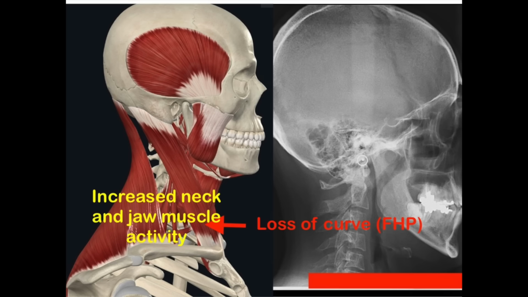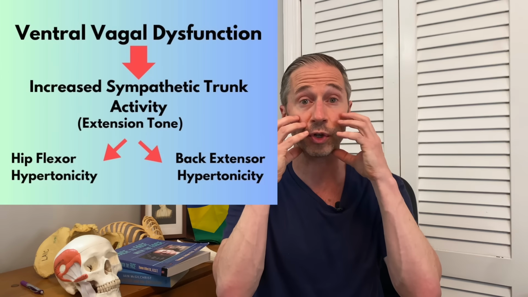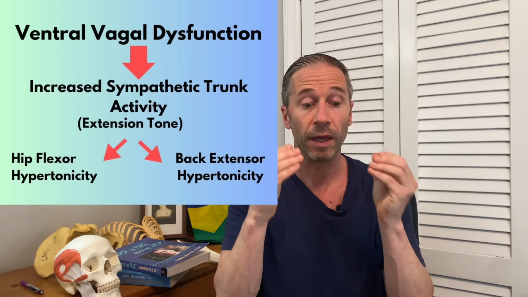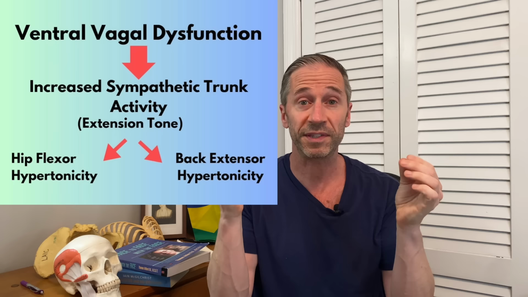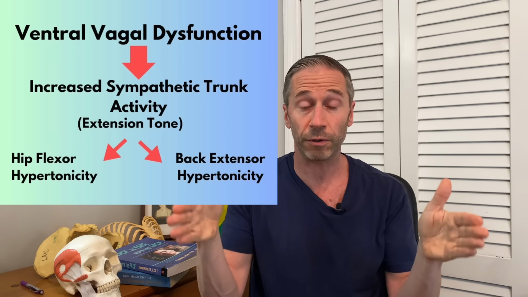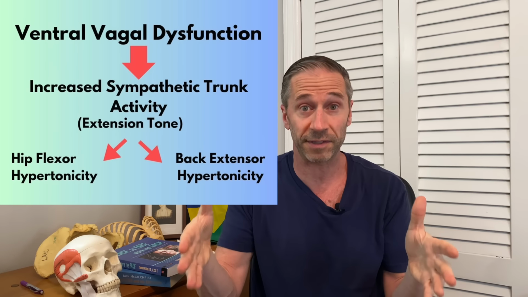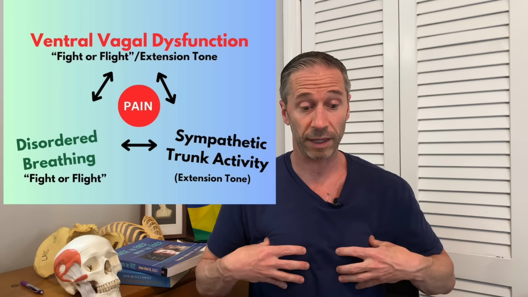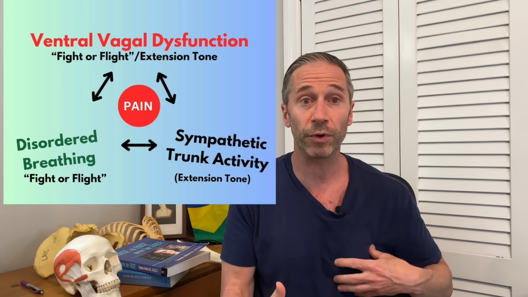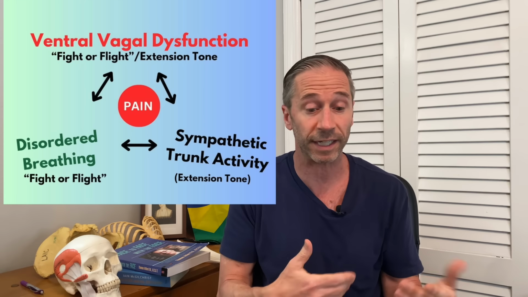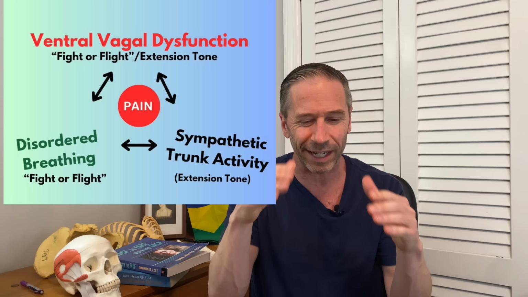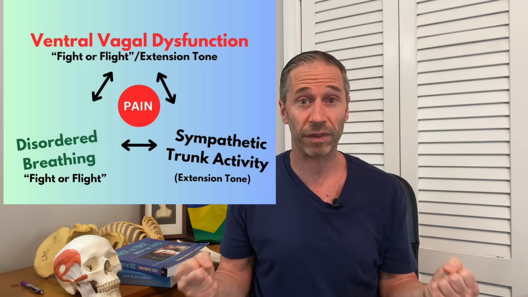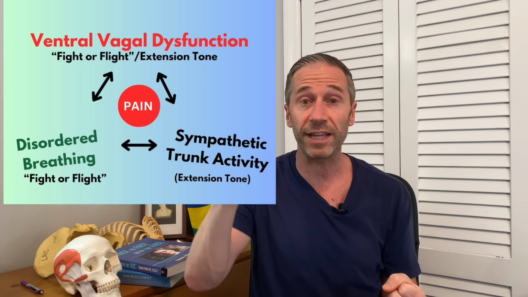So his ventral vagal dysfunction, which was coming from a jaw that was not positioned properly, that his own brain was sensing as a threat, that ventral vagal dysfunction was fight or flight and extension tone. It promoted fight or flight extension tone, which then increased sympathetic trunk activity, which then created disordered breathing, neck breathing. He's still in fight or flight. So you get stuck in this triangle of tension and sympathetic activity that just feeds off itself.